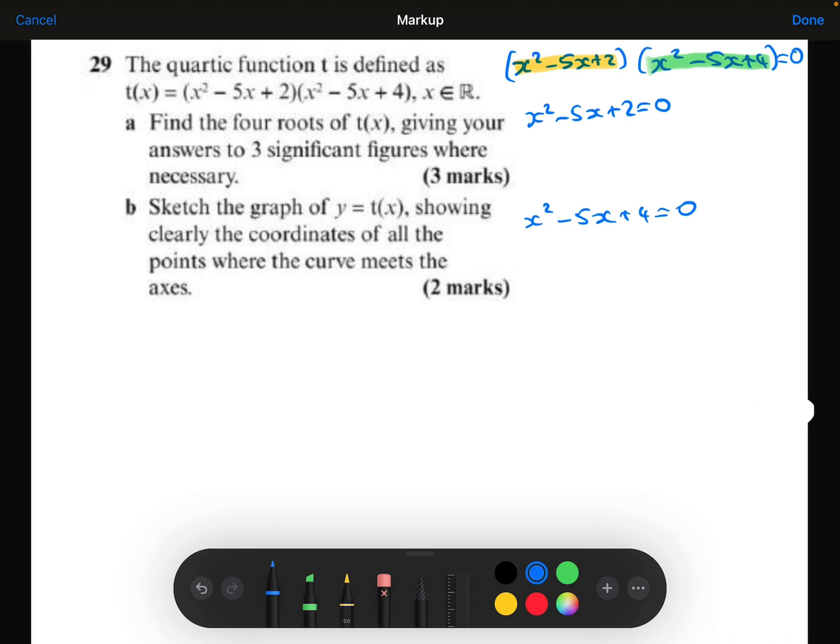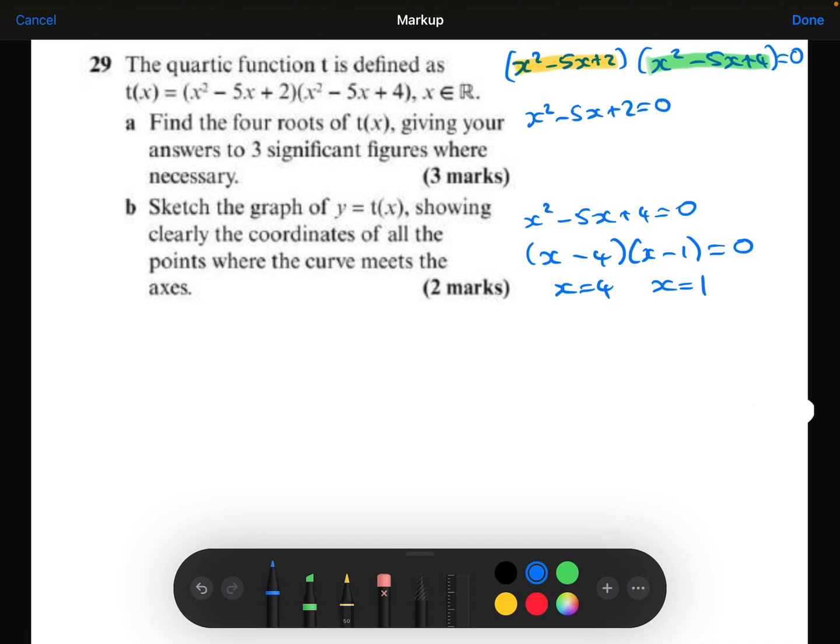Now the second one is easy to solve because we can just factorize that. x minus 4, x minus 1. The minus 1 and the minus 4 multiply to make the plus 4. The minus 4 and the minus 1 add to give the minus 5. So that factorizes nice and easily, so we can get the 2 roots of 4 and 1.